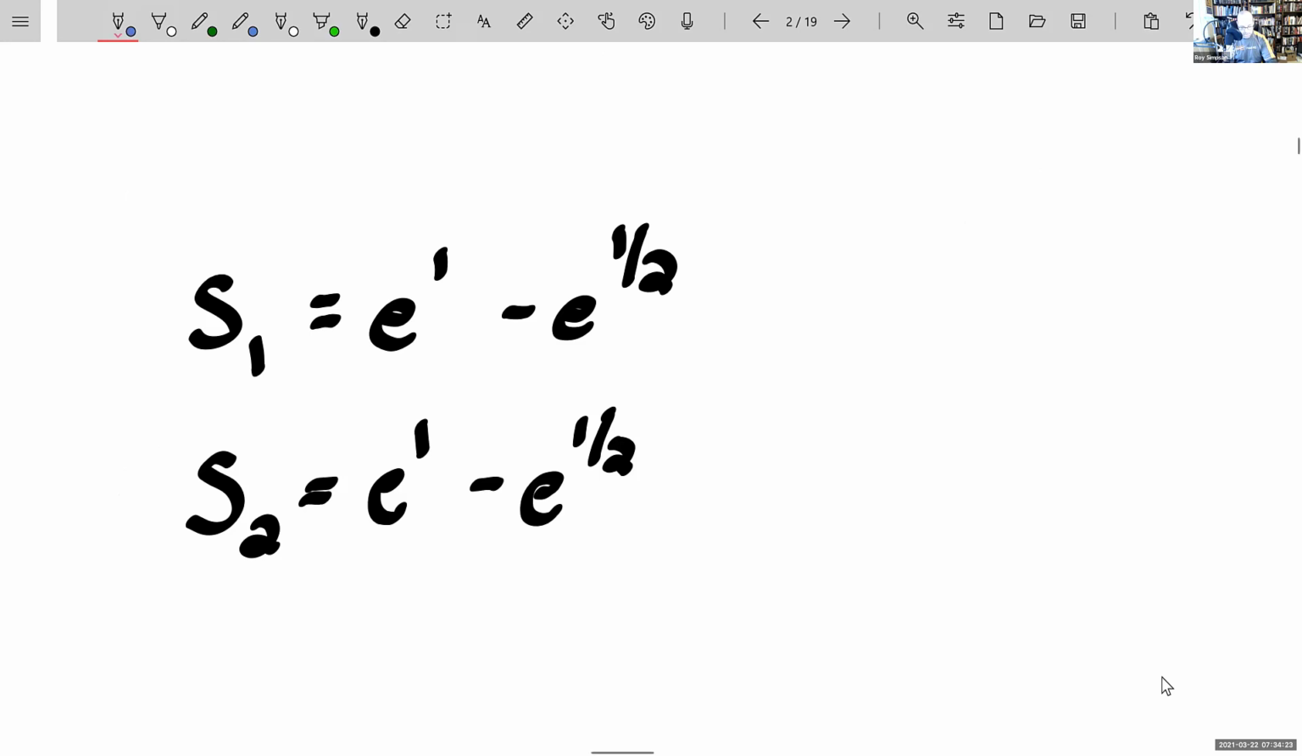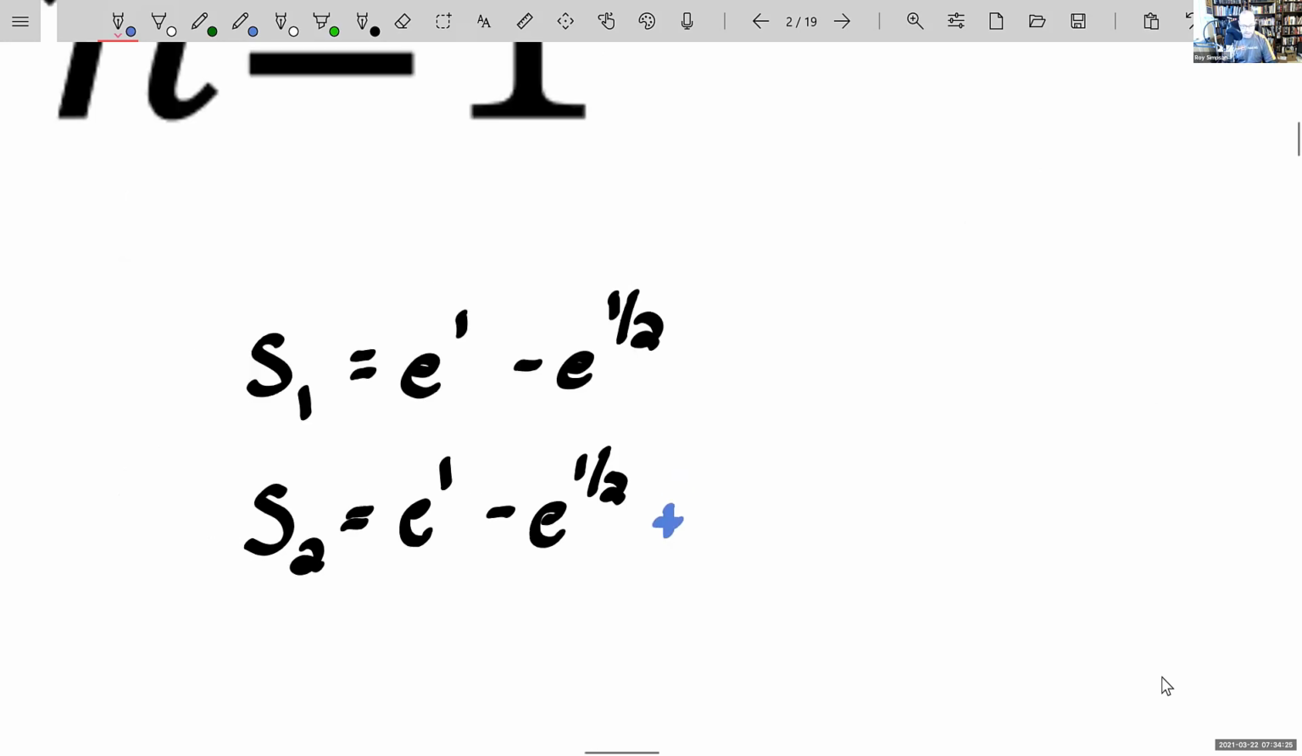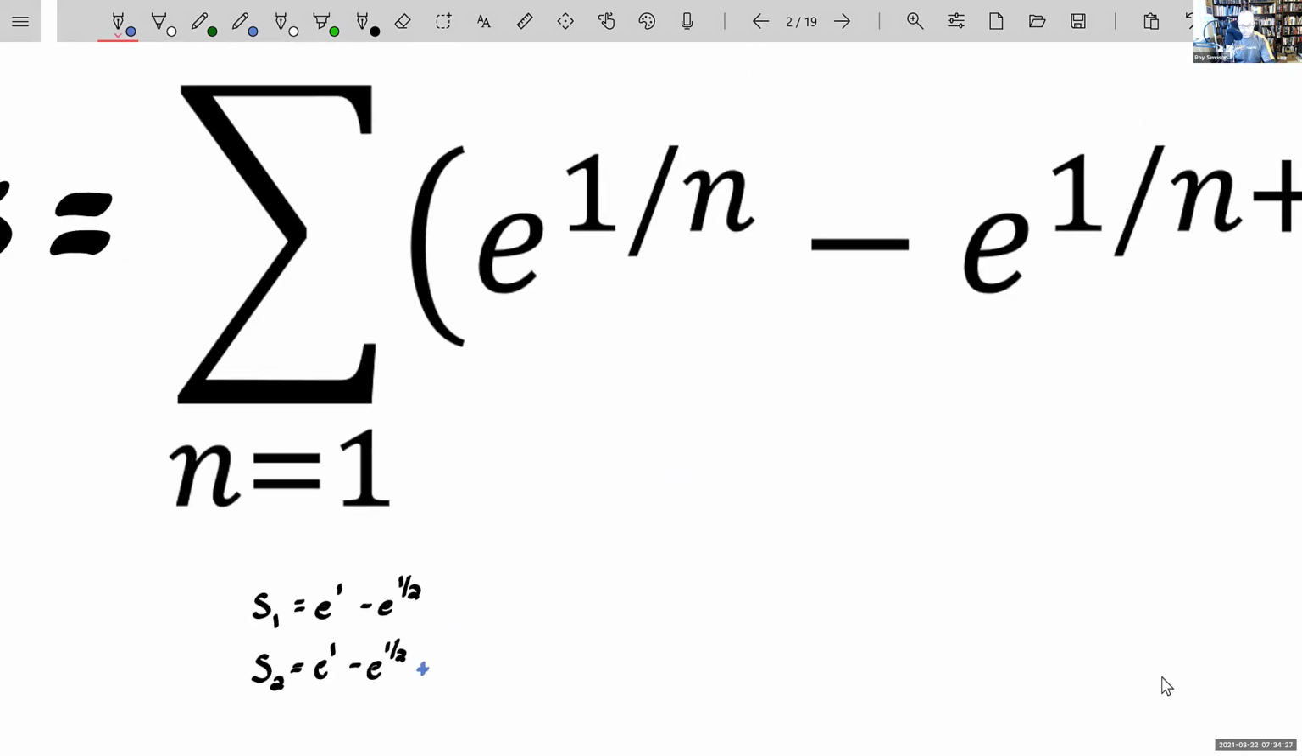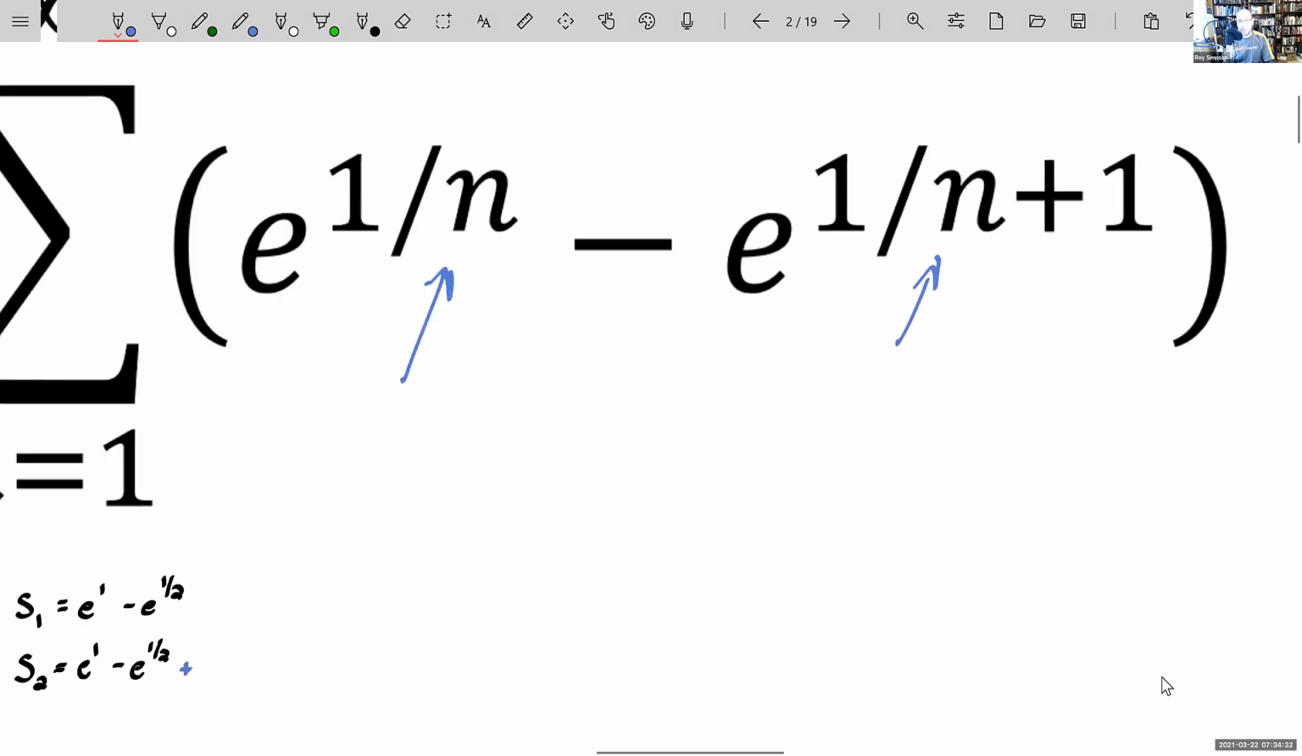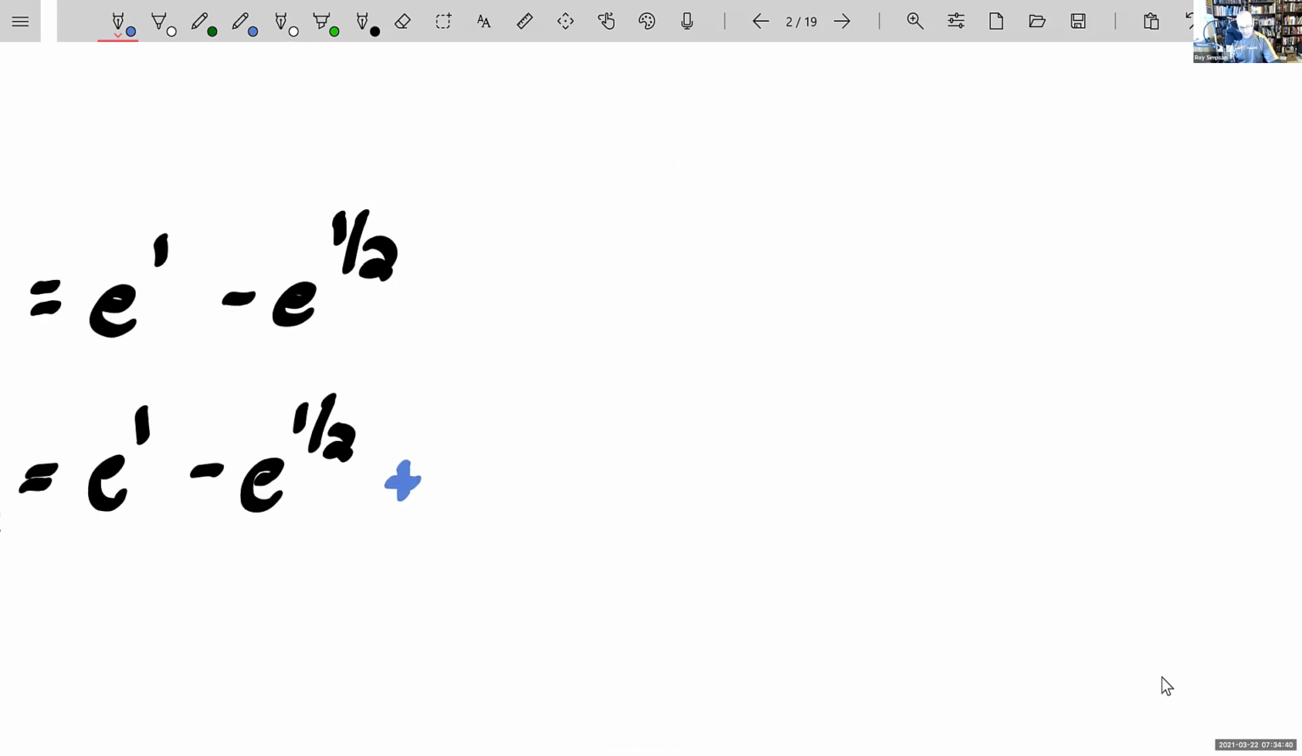So I'll do it right here, plus, and then the second term when n is equal to 2. Well, if that n is now equal to 2 and that n right there is now equal to 2, we have e to the 1/2 minus e to the 1/3. Let's go ahead and write that down. Plus e to the 1/2 minus e to the 1/3.